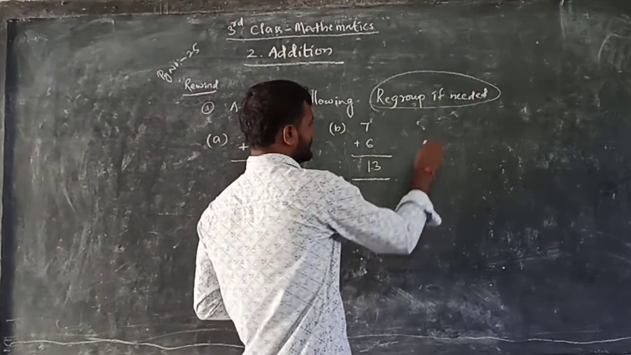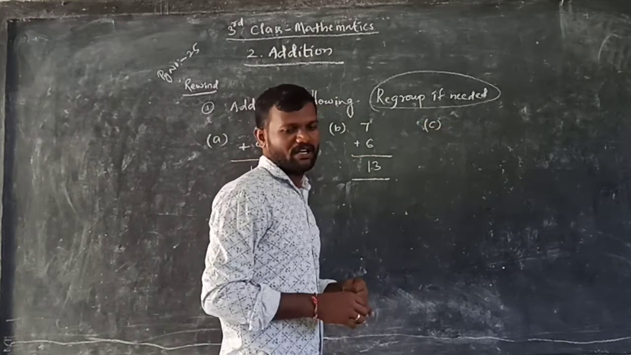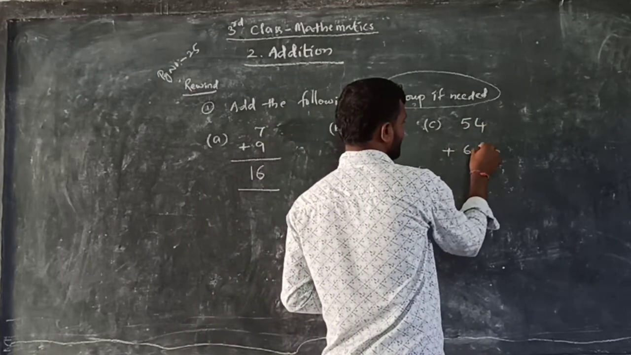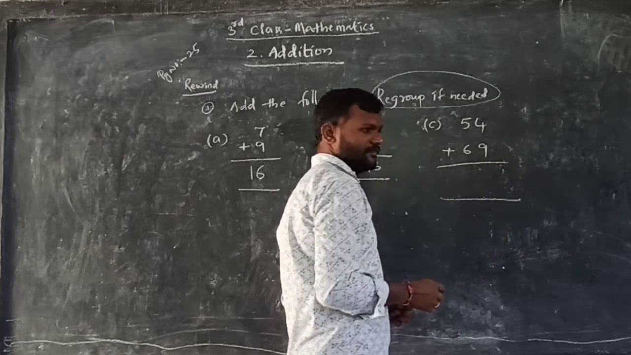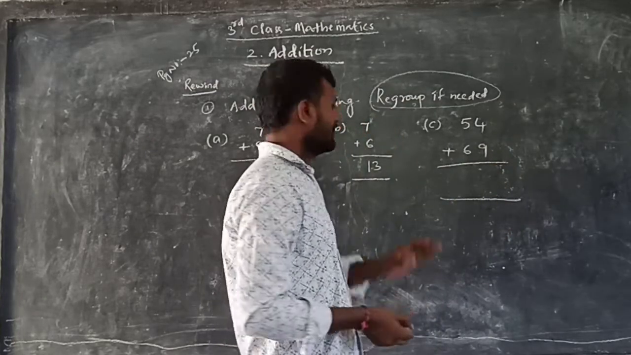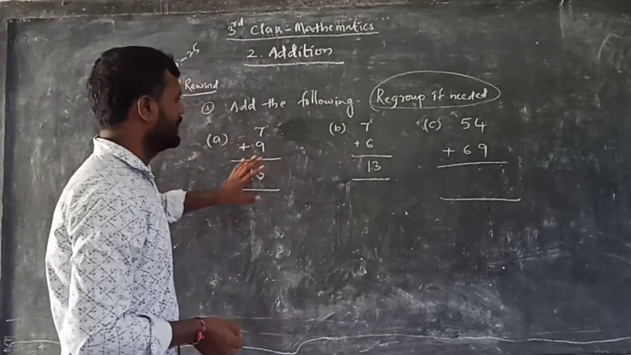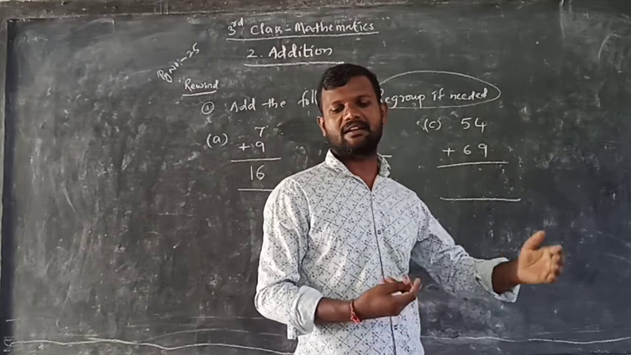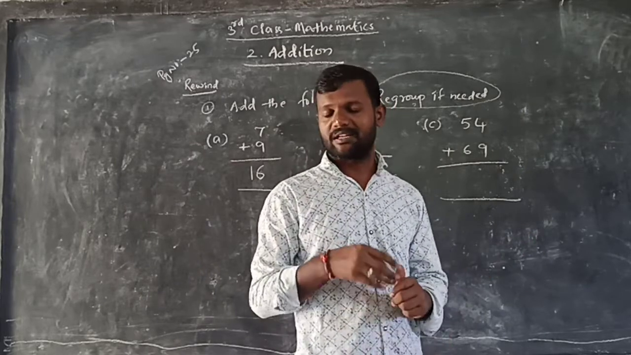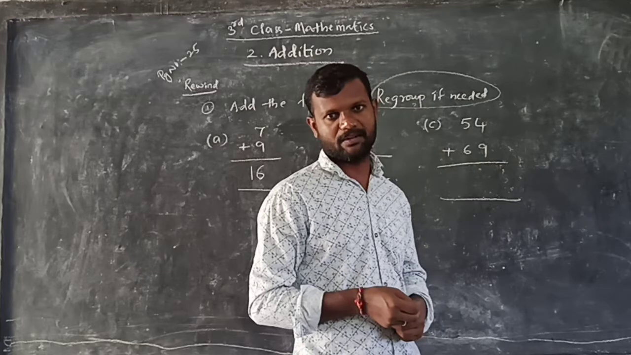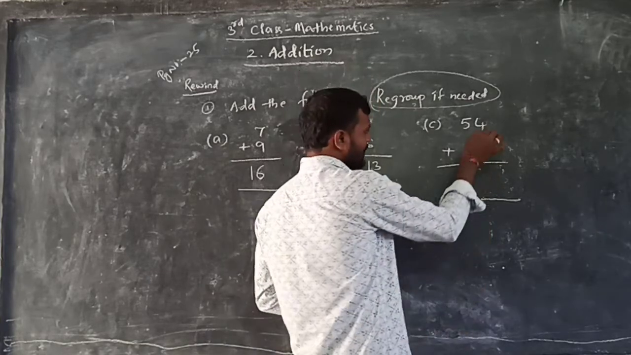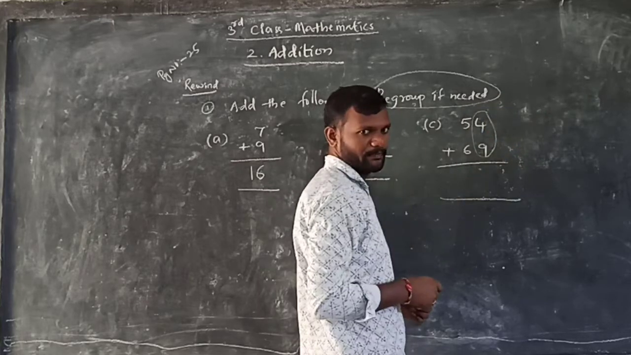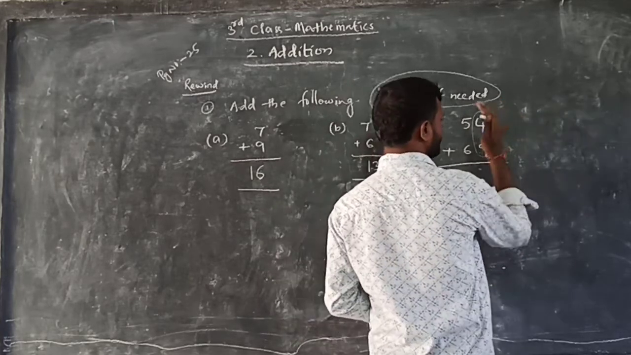Okay. Next, C. What is C given here? 54 plus 69. Those earlier were single digit numbers, so we added directly. If there is a number with more than a single digit, meaning a 2 digit number or a 3 digit number or a 4 digit number, whatever the number given here, how do we have to add? Start the addition from the last digits, from the right side. Okay, this is our right side. From this we have to start.